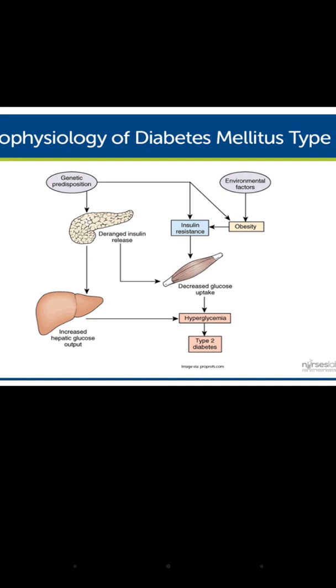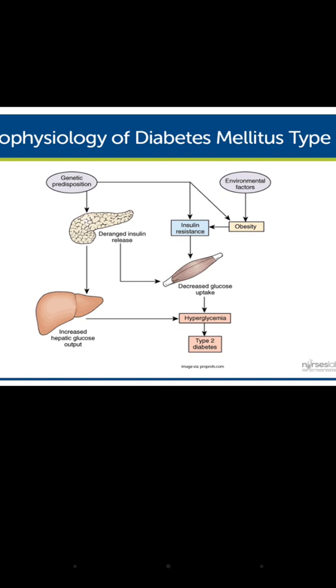So in this flow chart you can see there is the genetic predisposition and the environmental factors such as obesity. Because the person is genetically predisposed for developing diabetes mellitus, or has a family history, there is deranged insulin release from the pancreas. Because of this, insulin is not produced by the pancreas in sufficient amount.